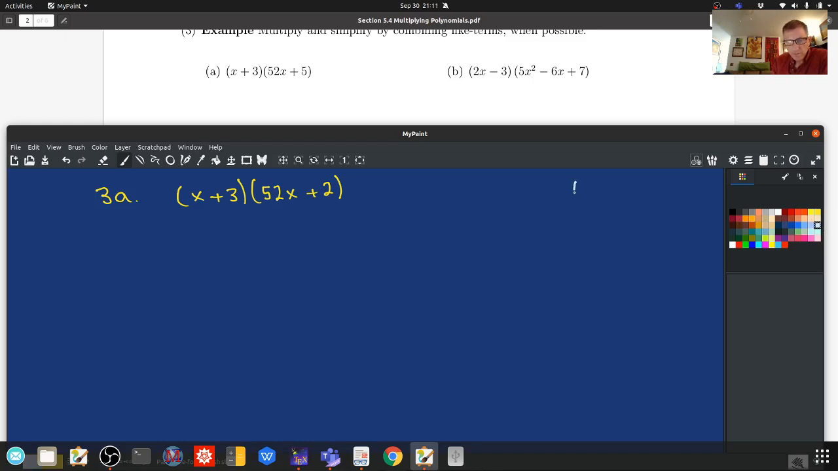And you may have been taught to do that using a method called FOIL. It's really popular. I'm not a fan. And the reason I'm not a fan is because it only works for when you multiply two binomials. But on the other hand, we multiply two binomials an awful lot. So even though it only works for the multiplication of two binomials, it's used enough that we can use it.